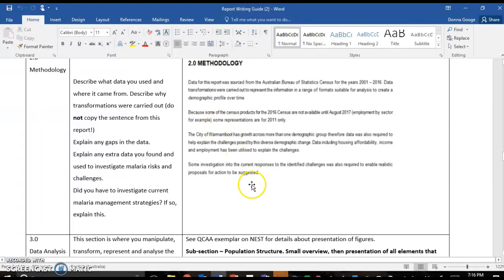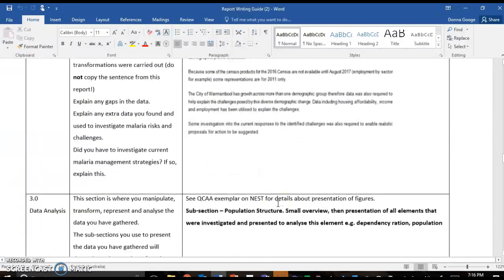If you're looking to find the extra data, we're talking about malaria risks and challenges, you were looking for environmental data, for social or economic data. Did you investigate any current programs? If so, explain why you did or what you found. Again, it's very short. It's just an overview.